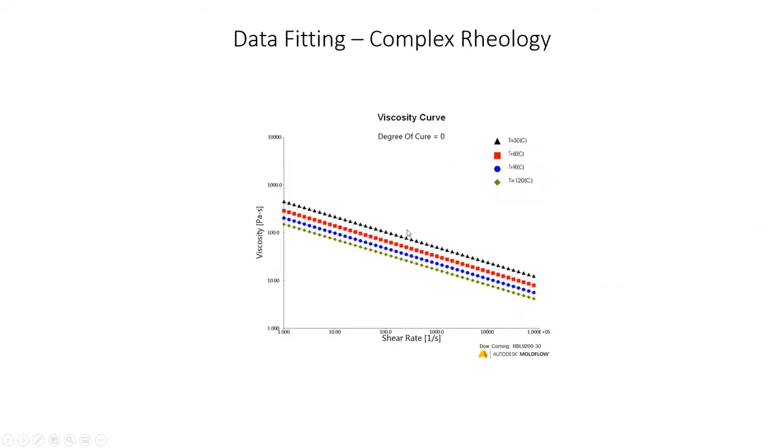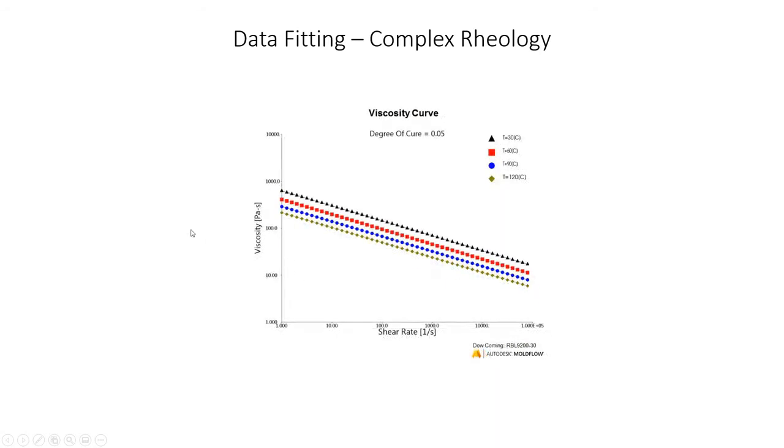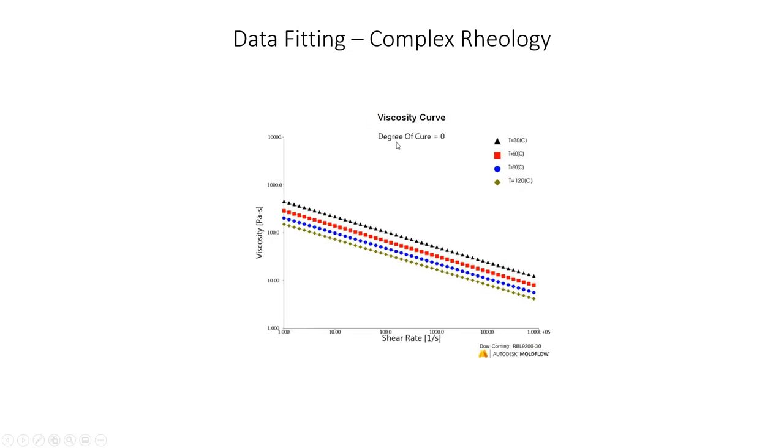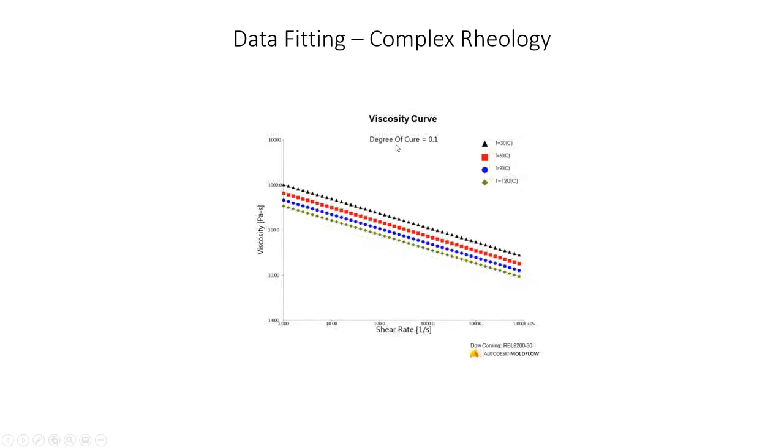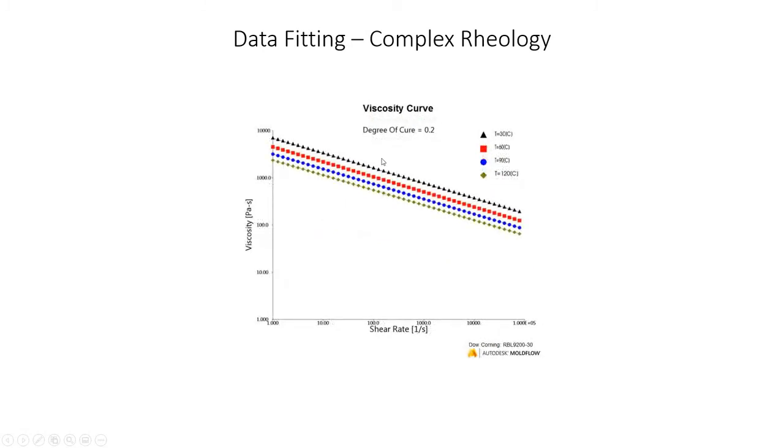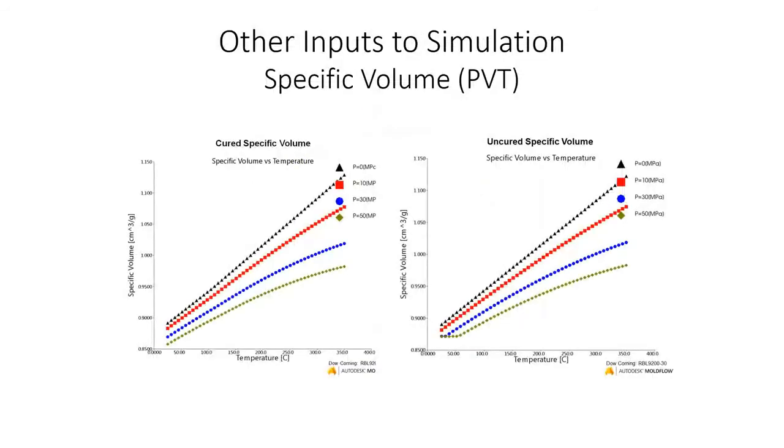So data fitting complex rheology, the viscosity curve, at various temperatures, we also run and put in. And note that what we do is we're going to run this at different degrees of cure. We started at 0.5, 1, 2, 20% degree of cure. And so we input that data. And so we're starting to get close to the gel time and understand that. But there's other inputs to the simulation.